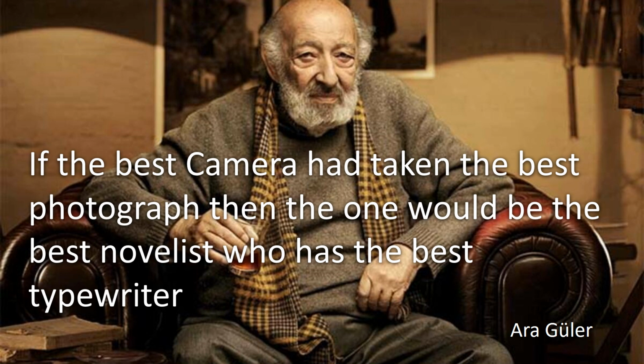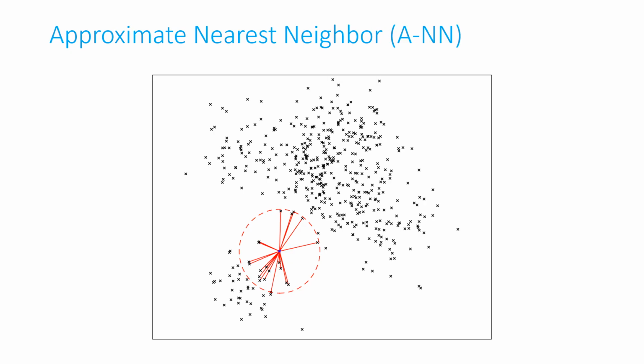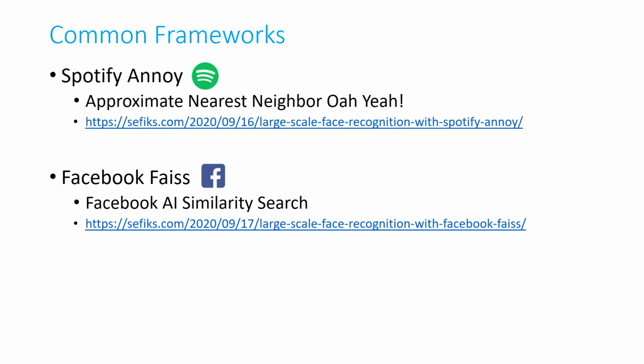It's obvious that Google can handle reverse image search in just seconds, and this has nothing to do with the hardware Google has. The trick is to apply approximate nearest neighbor instead of regular KNN. Spotify Annoy and Facebook Faiss are libraries to perform approximate nearest neighbors algorithms.